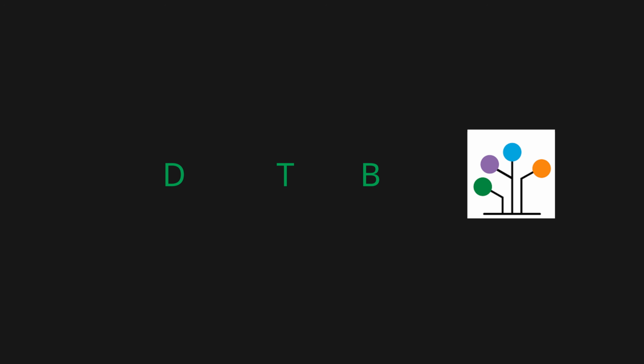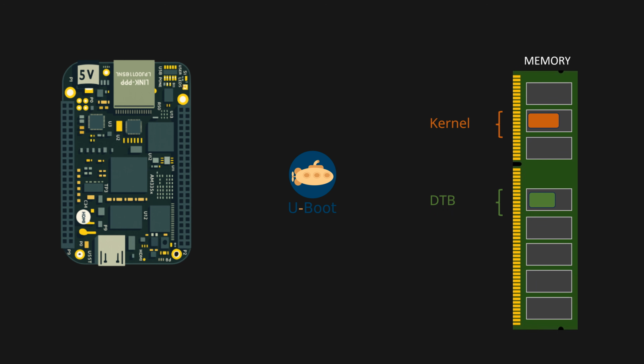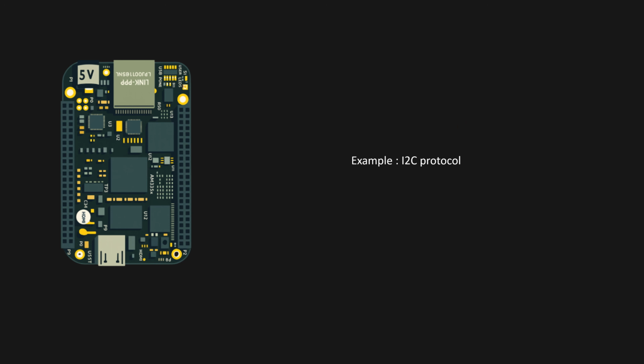DTB actually stands for device tree blob, and I will focus on this method because it is now used by most embedded-oriented architectures running Linux, such as ARM64. So when we power up the board, the bootloader loads the kernel and the device tree into memory. But before going any further, it is essential to understand where the DTB comes from and how it provides the kernel with hardware information. Let's take an example.